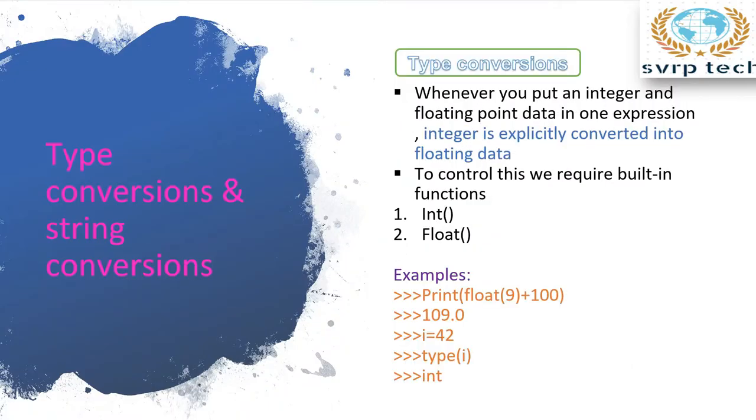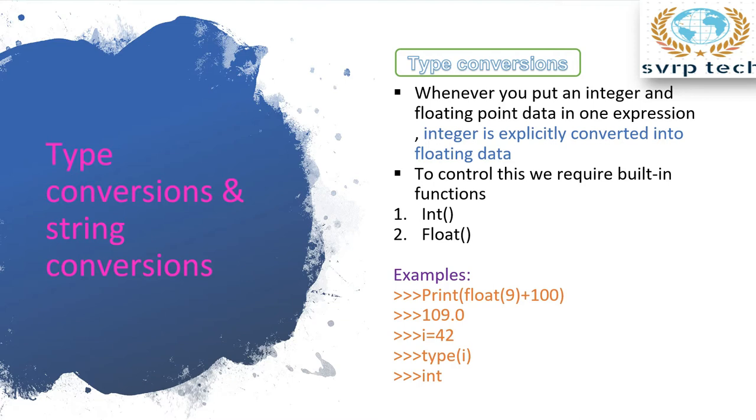Now let's see type conversion in this session. Conversion is nothing but changing from one data type to another data type. Now let's look into type conversions and string conversions. Type conversion is nothing but whenever you put an integer into floating data in an expression, the integer is implicitly converted into floating type. Whenever you are using the data types integer and float together and sum them, the resulting value will be a floating value. The execution part will be seen in a later session.